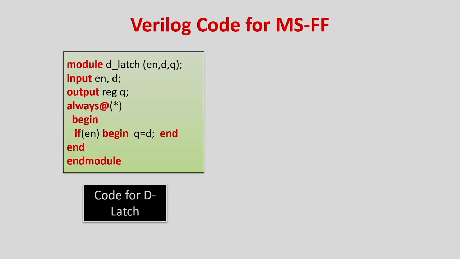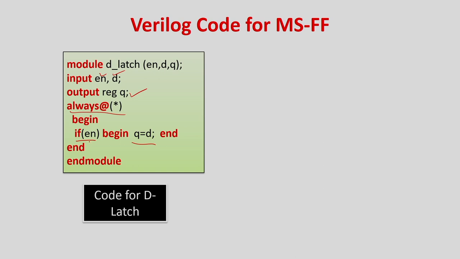And let us look at a Verilog code for the master slave flip flop. This is Verilog code for a D latch, not a D flip flop. It has 2 inputs, enable and D, and 1 output Q. And it works every time, not every clock, every time. If enable is 1, then it transfers D to Q. So that is basically a D latch.